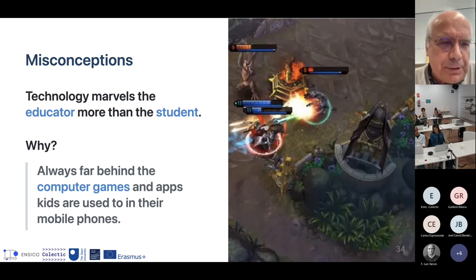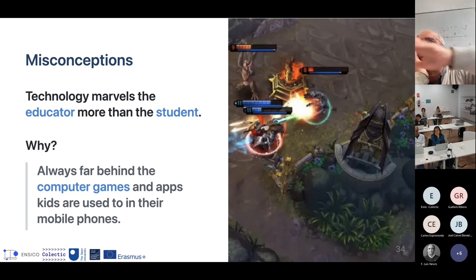There are also misconceptions. I would say technology marvels the educator more than the student. So the educators marvel and they want to have their classrooms with the tactile, very special boards and all that. They are marveled with the technology. The kids just regard that as boring. Why? Because in their mobile phones, they actually have computer games, which are far ahead in sophistication of the things that you can have in a classroom. So let us point out this misconception.